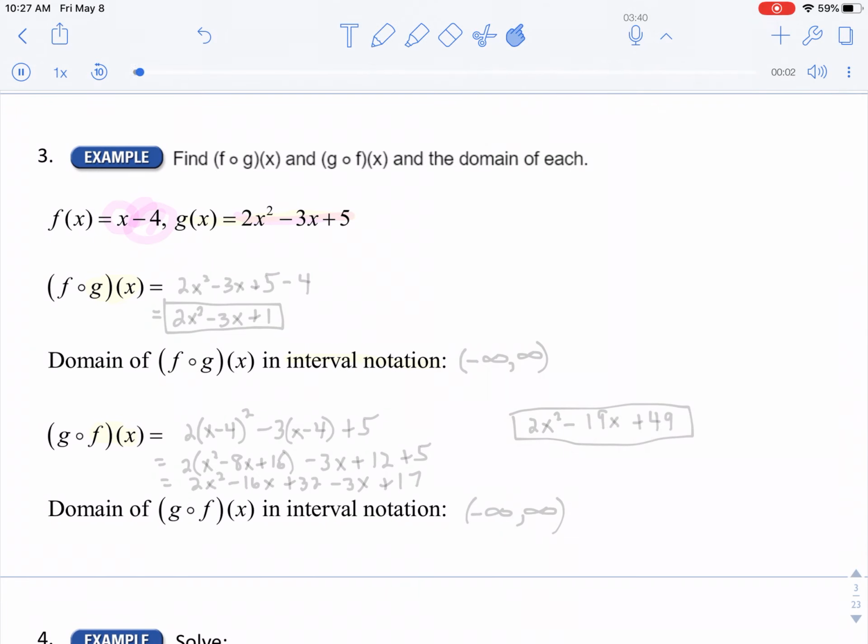This is semester exam review, problem number 3. This says to find f of g of x and g of f of x and the domain of each. So this is called a composite function.